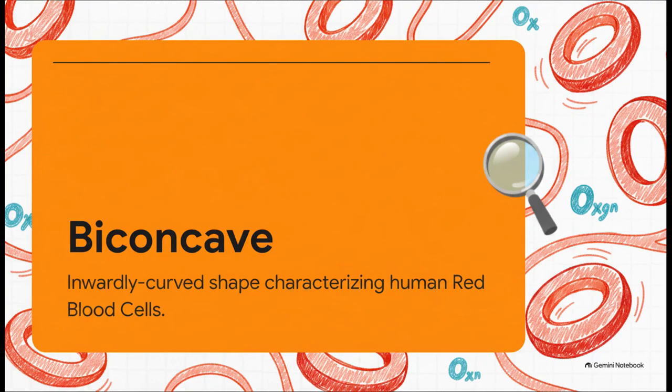Looking closely at our bloodstream, we see some incredibly specialized shapes. Red blood cells are perfectly defined as biconcave. Think of it like a donut where the hole hasn't been completely punched out. That highly specific inward curve gives the red blood cell the maximum surface area possible. And that is absolutely critical for its main job, which is carrying oxygen through our narrowest blood vessels.